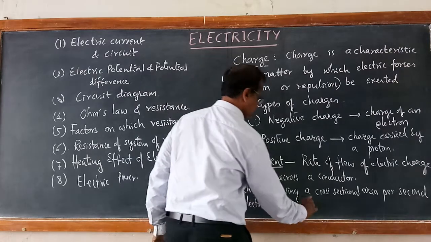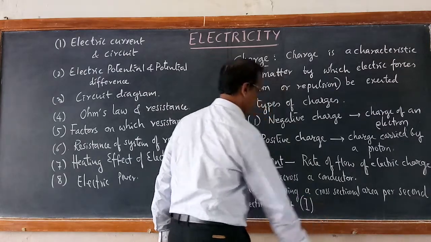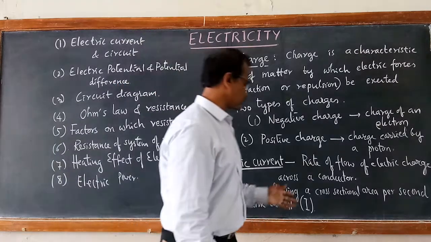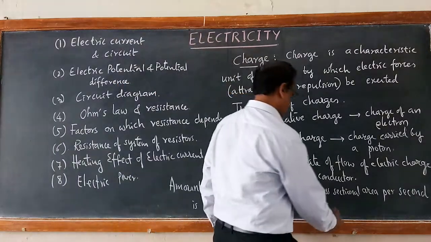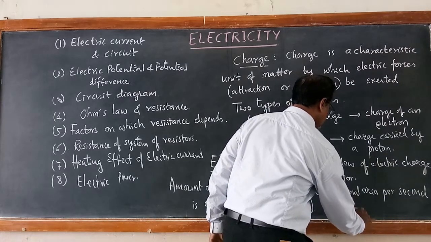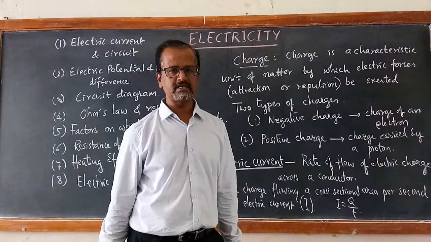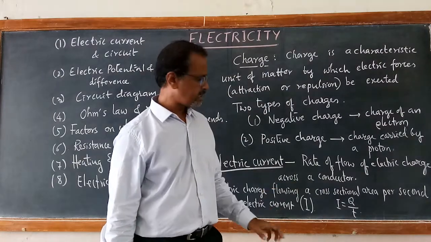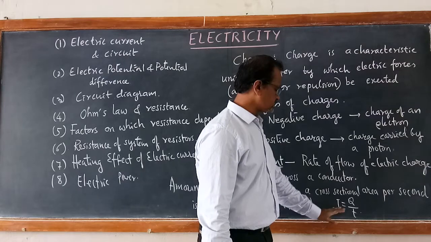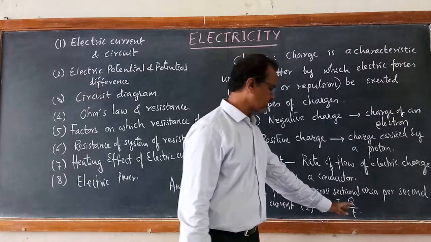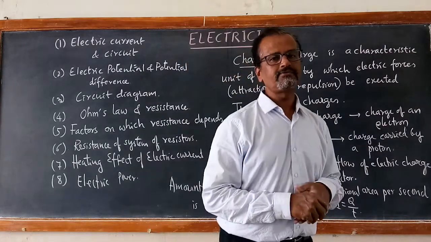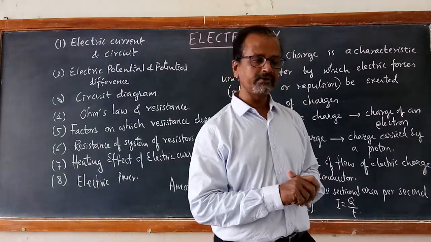This electric current is denoted by I. So I is equal to charge flowing per second. I is equal to Q by T, where Q is the amount of charge flowing across a cross-section area and T is the time taken. Using this equation, we can find out the electric current. Now, what is the unit of charge? Let us learn about the unit of charge.